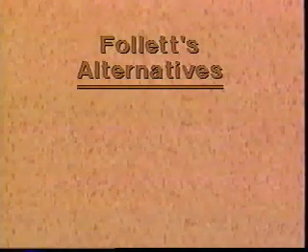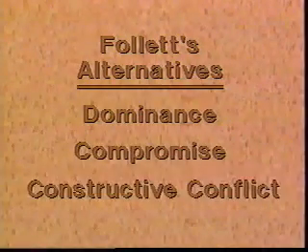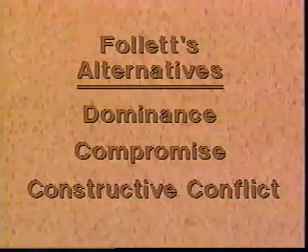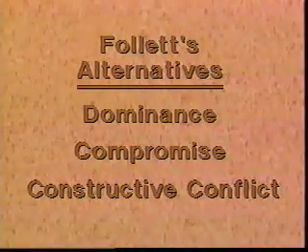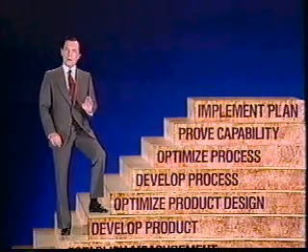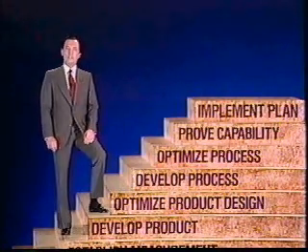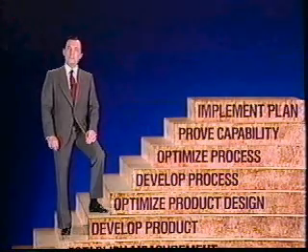Follett's alternatives for resolving differences are dominance, compromise, and constructive conflict. Constructive conflict aims to invent a solution which satisfies the needs of both parties. In the next session, you will move from product-related quality planning steps to the subject of process development, designing the process to produce your product.